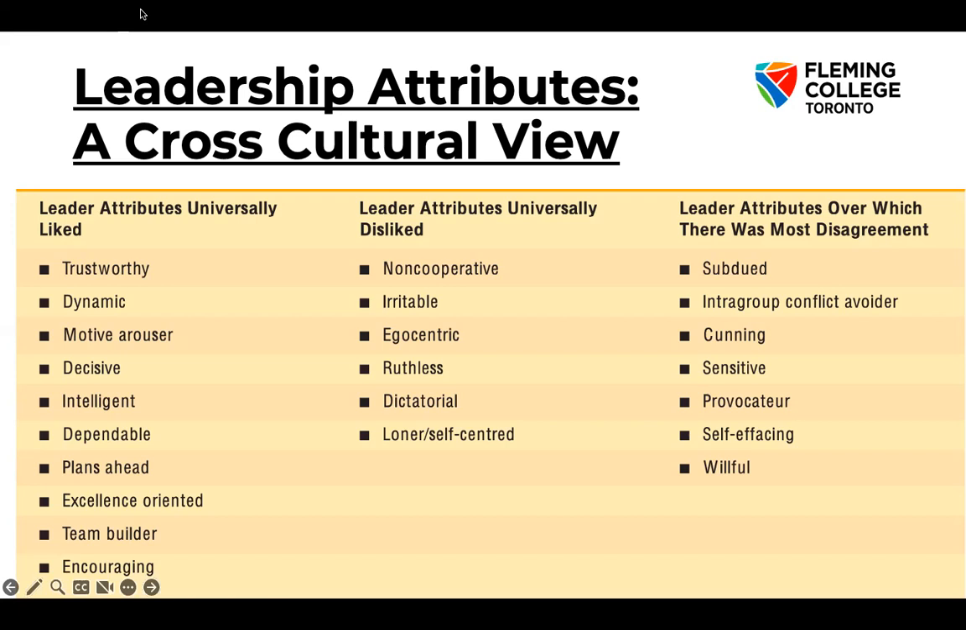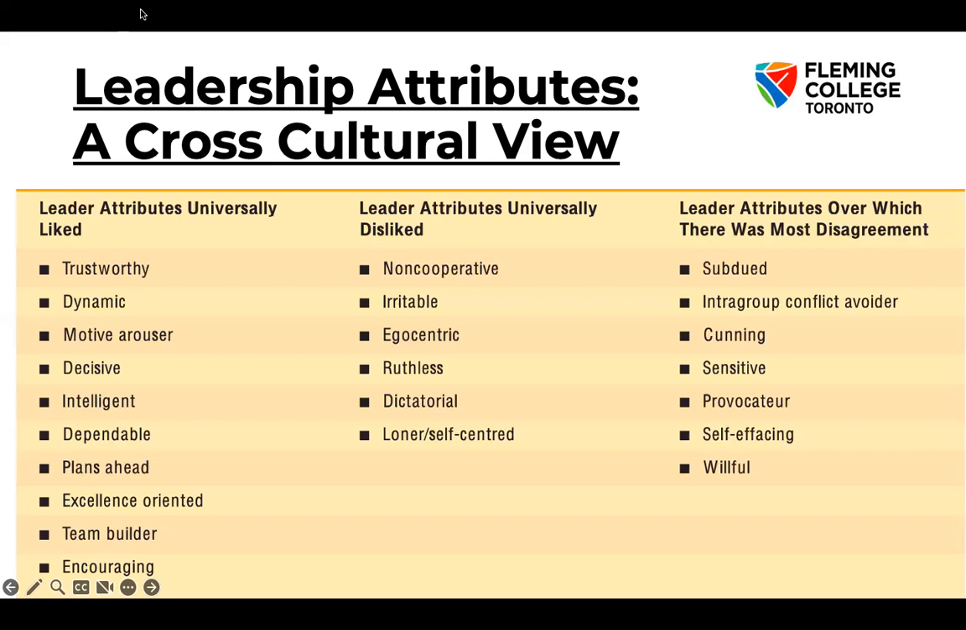Okay, so the next topic is leadership attributes, if we talk about a cross-cultural view. There are some leadership attributes that everybody likes. Like what? Trustworthy, obviously. If somebody is trustworthy, everybody is going to like it. There is no point. Dynamic, motive arouser, decisive, intelligent, dependable, who plans ahead, who is excellence oriented, team builder, and encouraging.